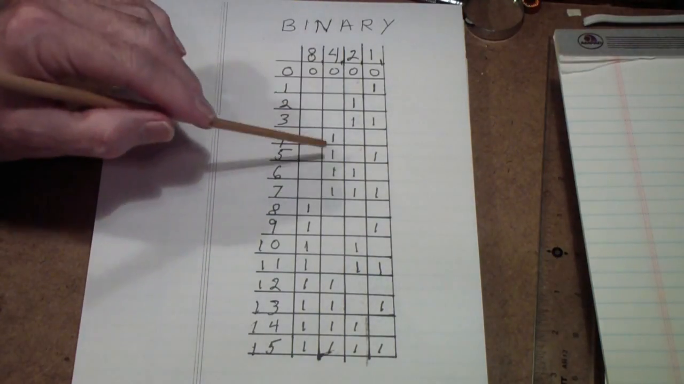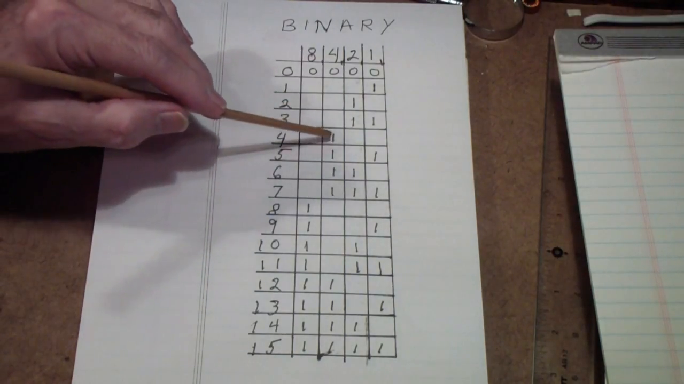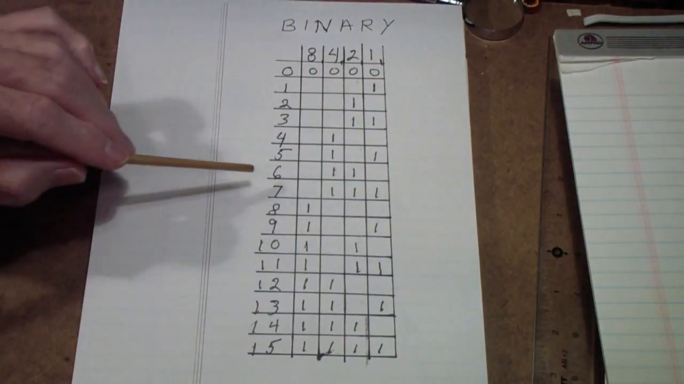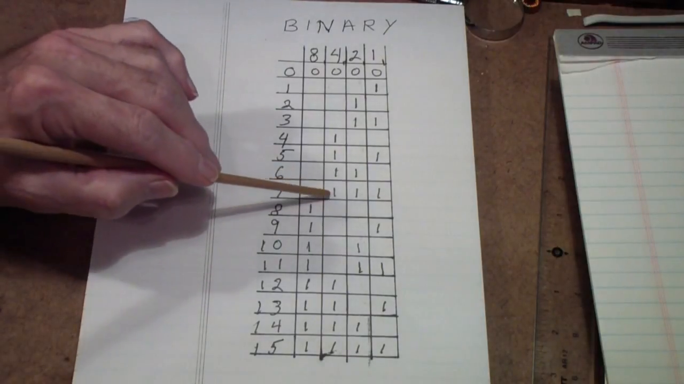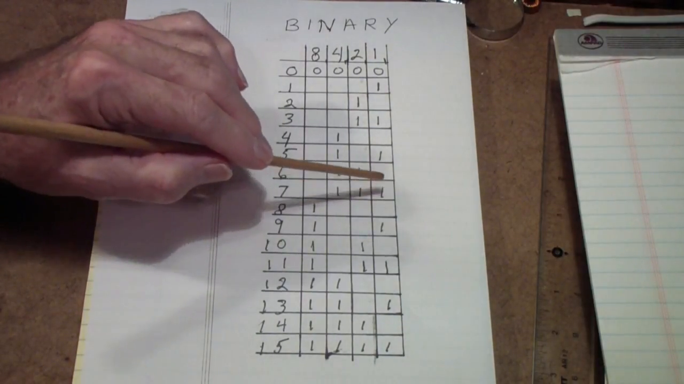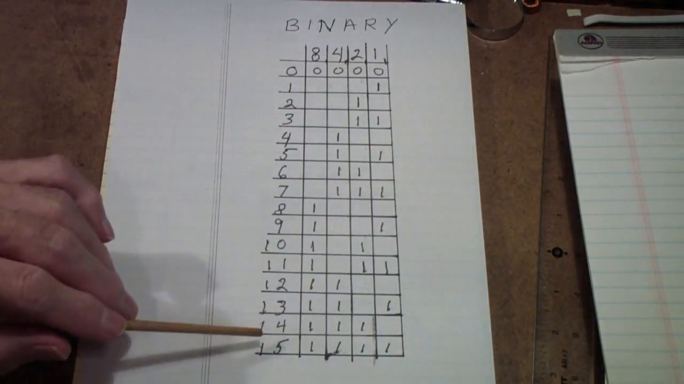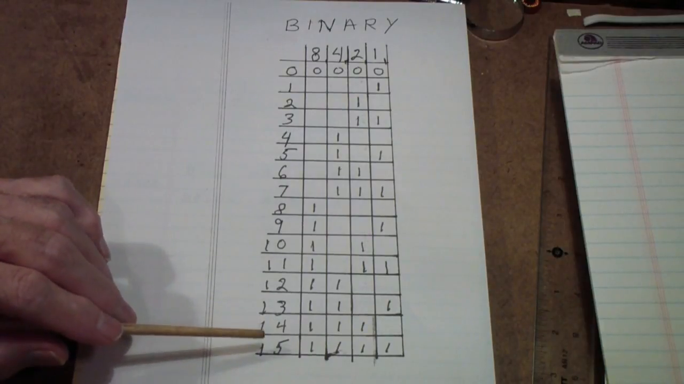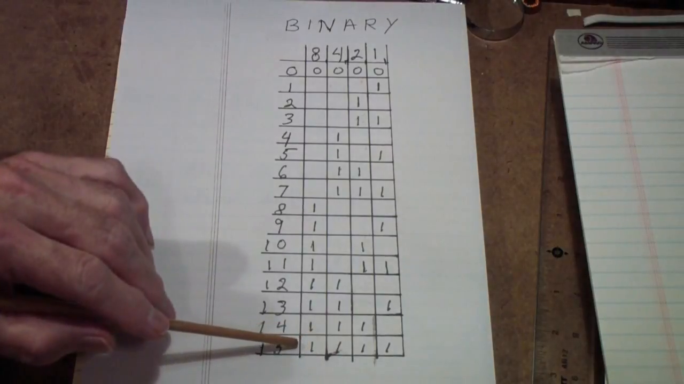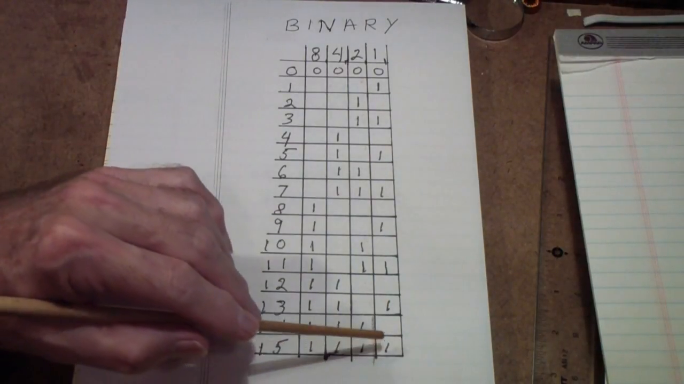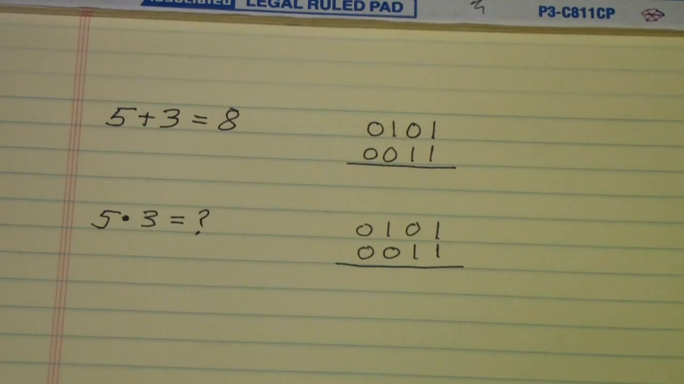Similarly, 4 is easy. 5 is 4 plus 1. 6 is 4 plus 2. 7 is 4 plus 2 plus 1, and so on, until we get down to 15. At 15, all of the digits, the binary digits, are a 1.